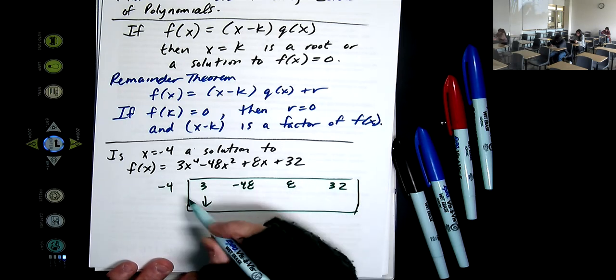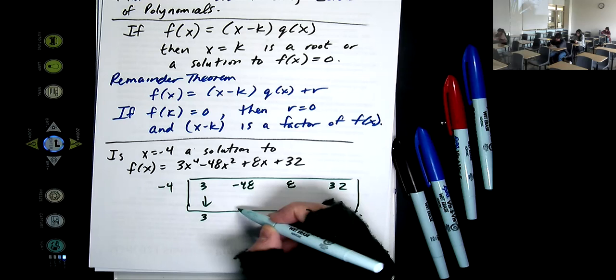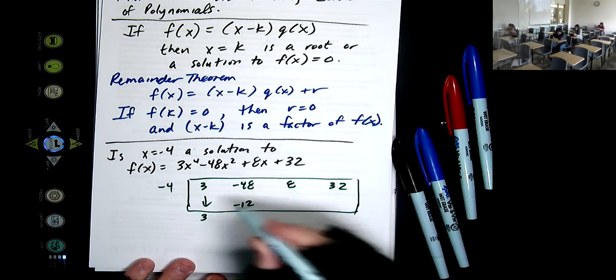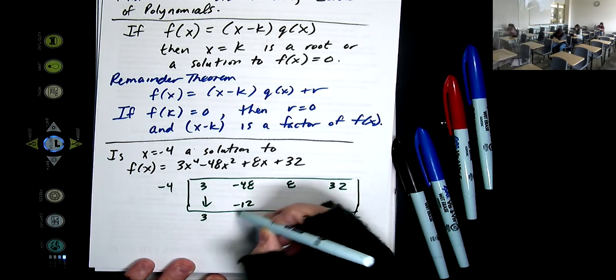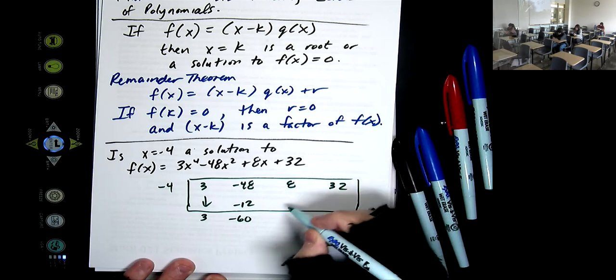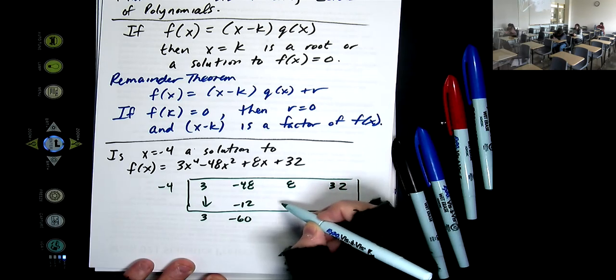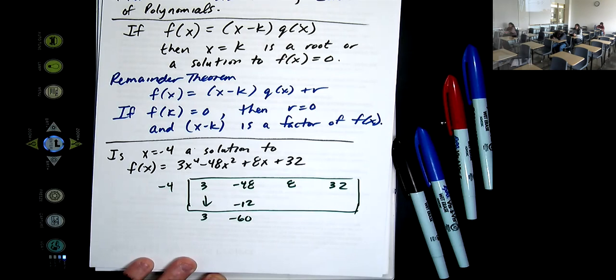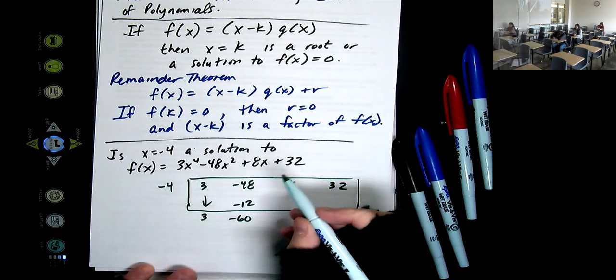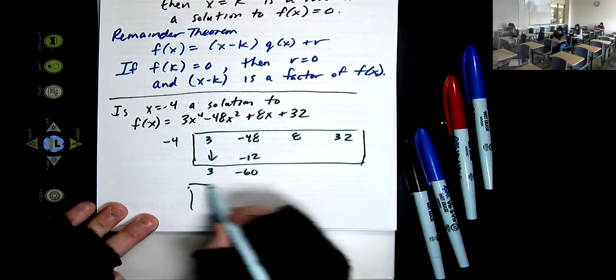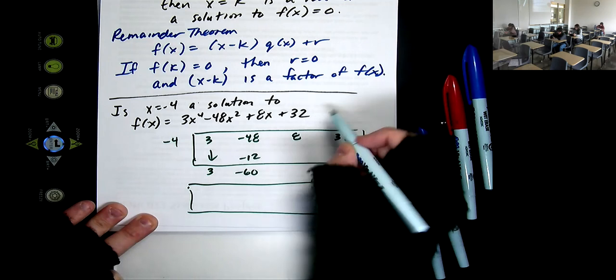I bring down the 3, and I multiply it, and I get -12. If I add -12 to -48, I get -60. And I can see pretty quickly that this is going nowhere. What did I do wrong here? I missed a 0. Let's try that again. I missed 0x cubed.